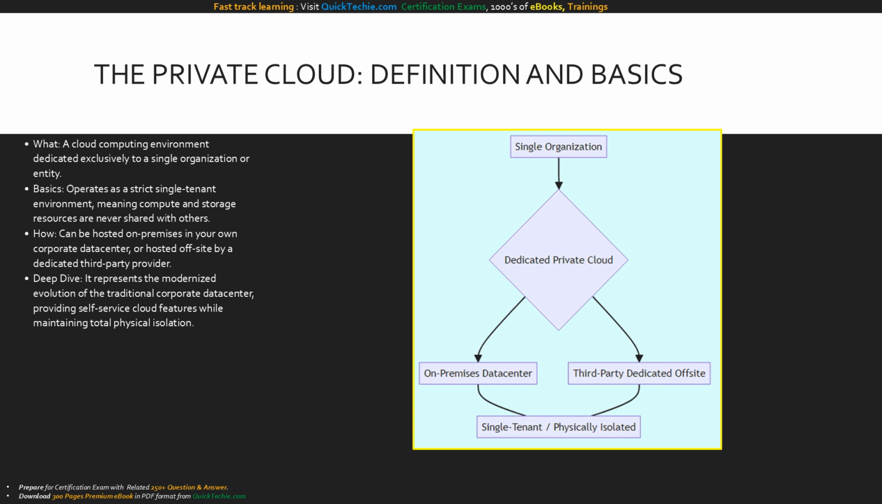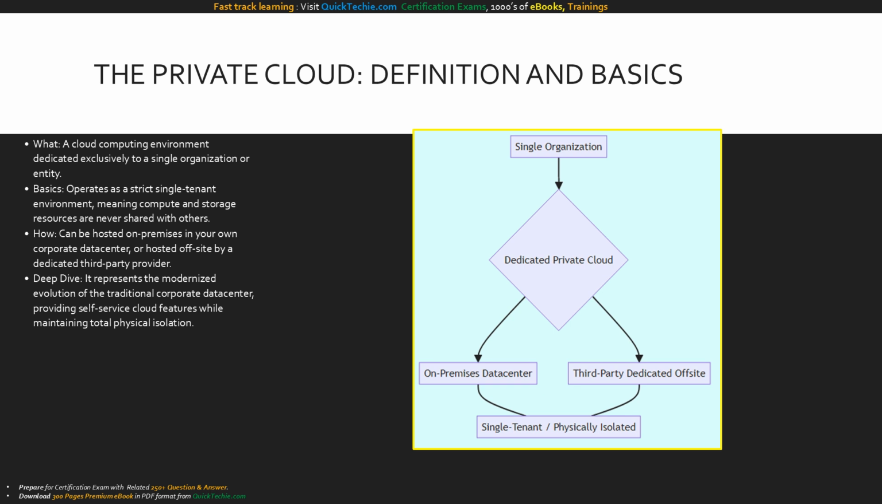At the top, we have a single organization, our sole tenant. Their access flows straight into a dedicated private cloud environment. From there, the organization has two distinct deployment choices. They can build it in their own on-premises data center, or they can use a third-party dedicated offsite facility. Notice how both options connect to the single tenant, physically isolated lock at the bottom.